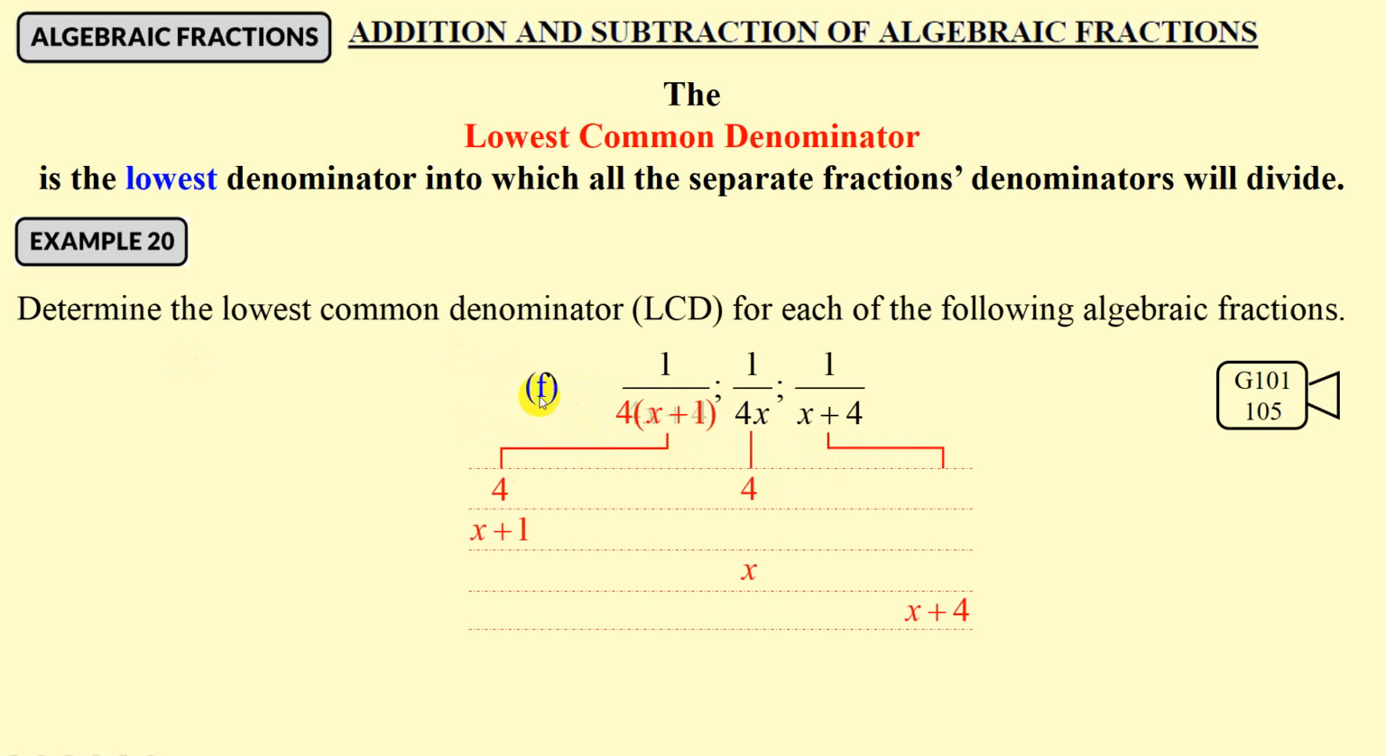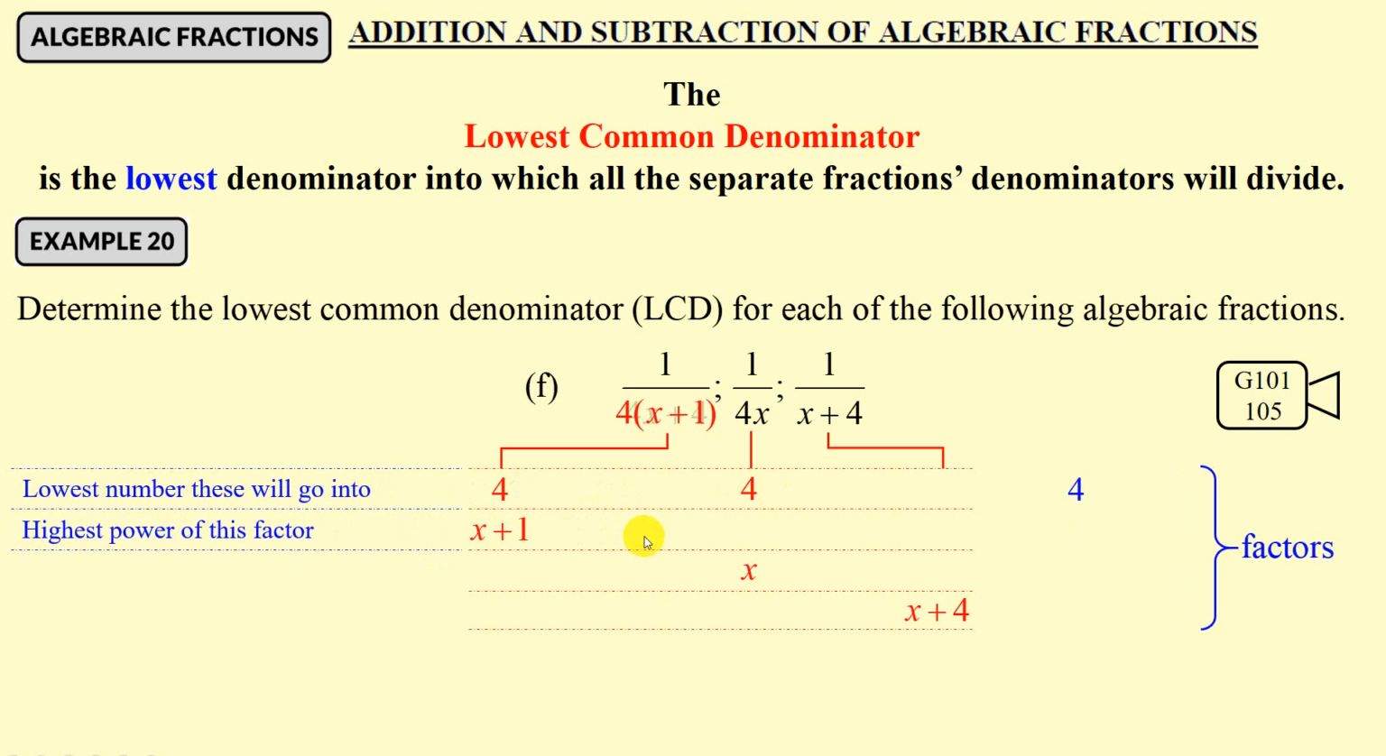This one has two factors, 4, and I'm putting it into the number row, and x plus 1. This is 4 and x. Now, x plus 1 is a factor on its own. You cannot say x has anything to do with x plus 1, so we need to put x into a different row, and x plus 4, a separate factor there. So they're your factors. Lowest number these will go into, 4. Lowest number this will go into, x plus 1 as it is.